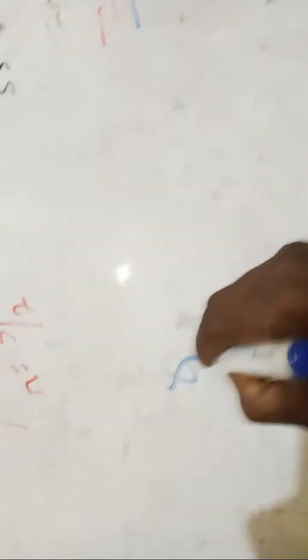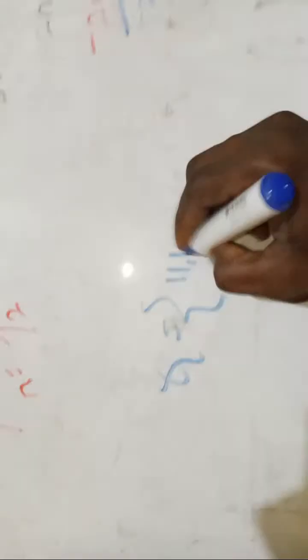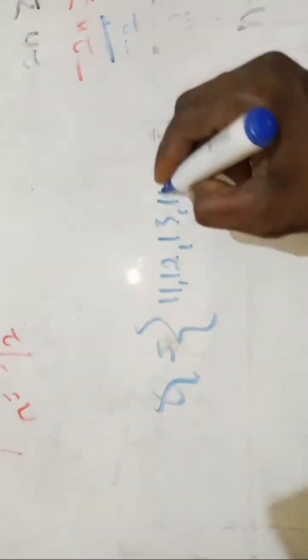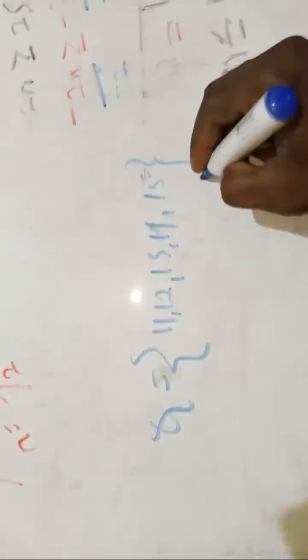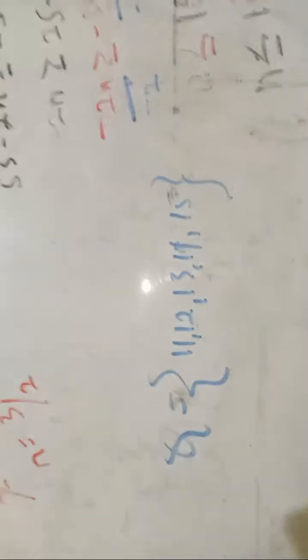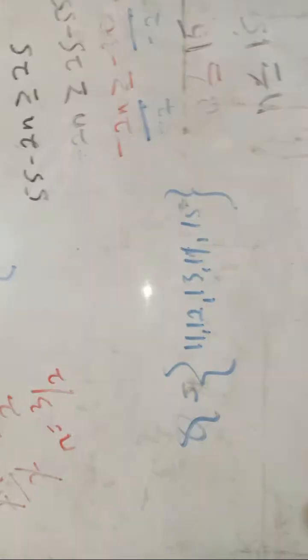Is that okay? Now the question here, after solving this inequality, we had n to be less than or equal to 15. Then you cannot go beyond 15. So we are going to start from 11, 12, 13, 14, 15, and you cannot go beyond it. So we have our q to be equal to 11, 12, 13, 14, and then 15, right? These are the members of the q.